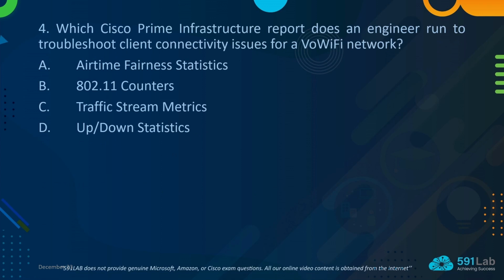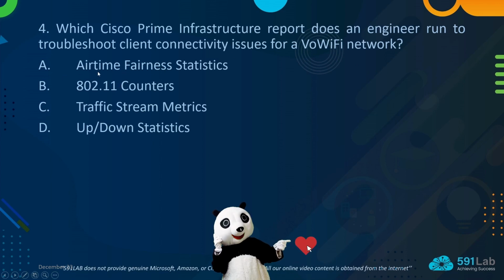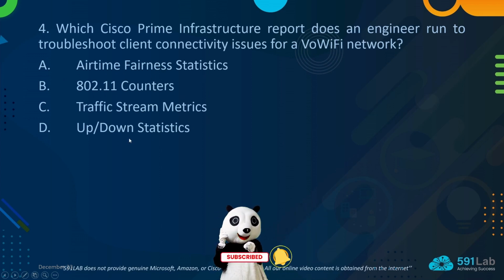Next one: which Cisco Prime Infrastructure report does an engineer run to troubleshoot client connectivity issues for a VoWi-Fi network? A VoWi-Fi network is a voice Wi-Fi network. So which report needs to be run in Cisco Prime Infrastructure in order to troubleshoot the client connectivity? Is it AFS or airtime fairness statistics, .11 counters, traffic stream metrics, or up-down statistics?